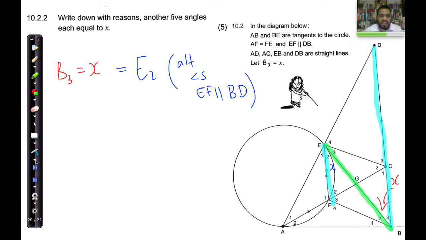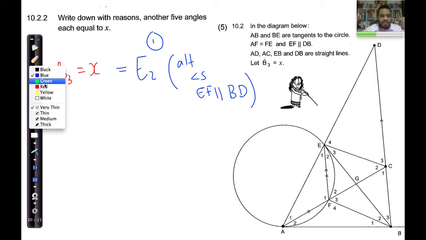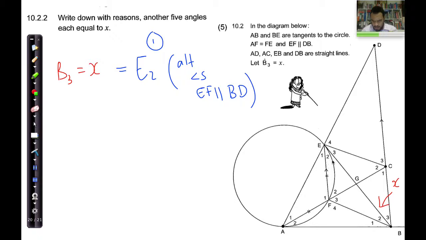So let's see if we can get the next one now. Okay, so that was our first angle. I've got one angle, E2, that is, and they wanted 5. So let's just remind ourselves which angle looked like X. That angle over there, that's X, right? So I've got E2. Now, if you look very carefully, let's see what other angles I can find that are equivalent to that.